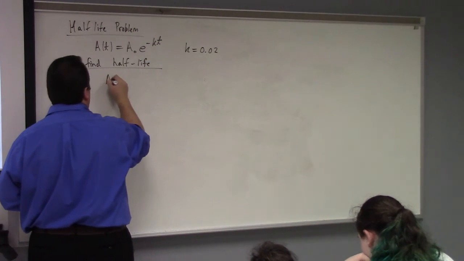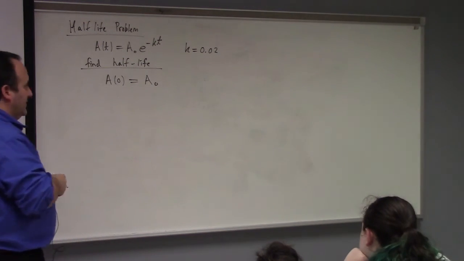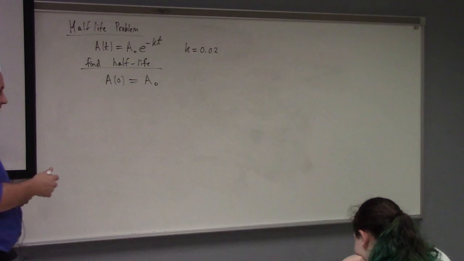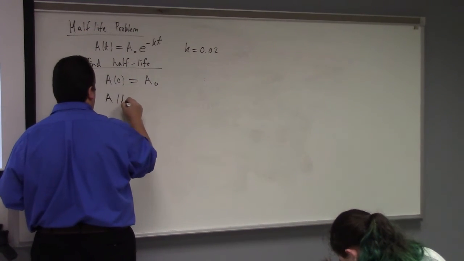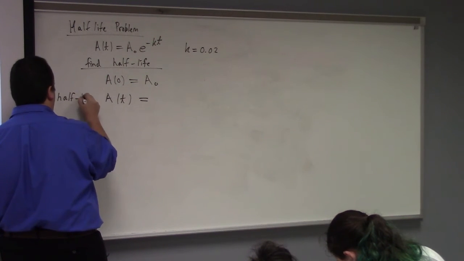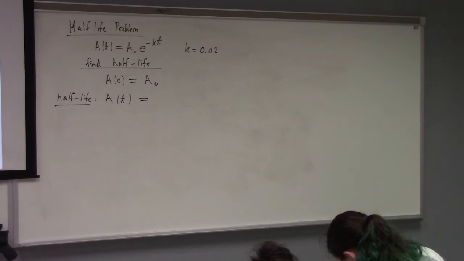So here's the thing. At time 0, we have A sub 0, right? Because if we plug in 0, you get e to the 0, which is 1, times A sub naught, which is just A naught. So A sub naught is the initial amount. The time we're looking for, the half-life, is when A of t is equal to what? Half-life is when half of the material has radioactively decayed away, right? So instead of having the amount A naught, you have A naught over 2.